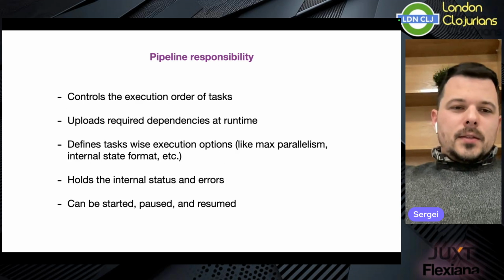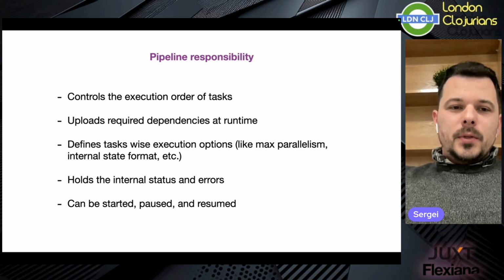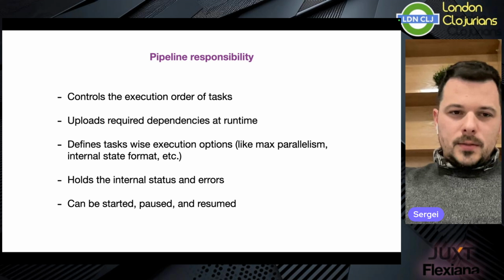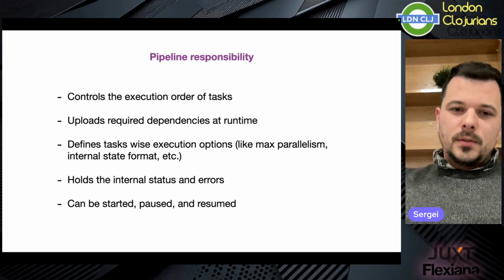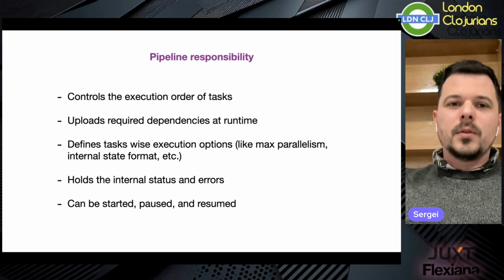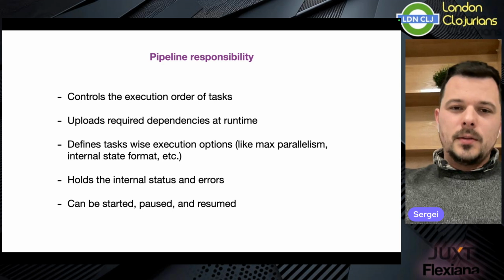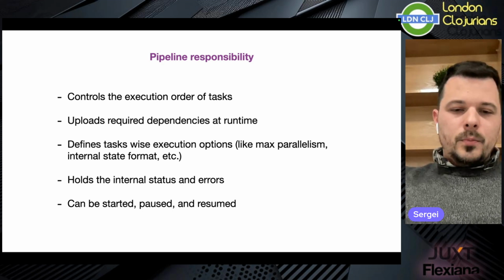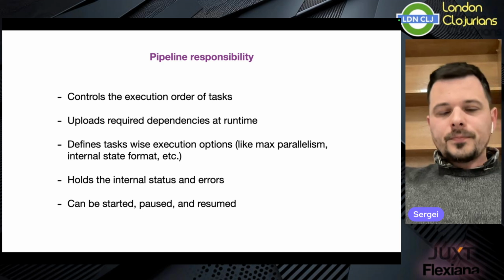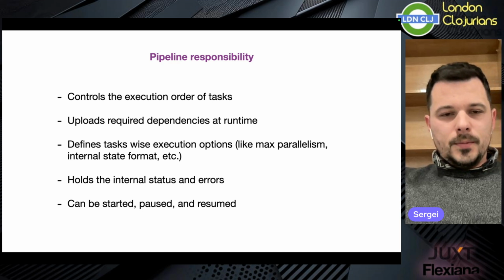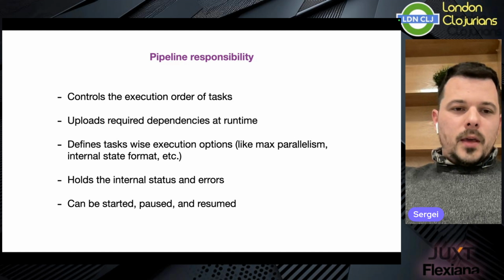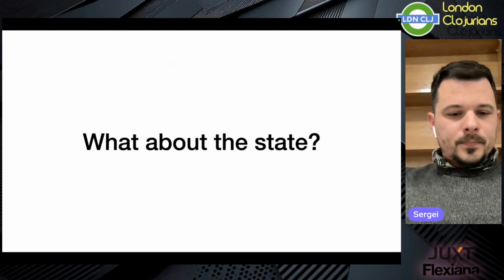And as I said, the pipeline's responsibility is to keep state, to know what's going on with tasks, like how many tasks run in parallel. You can limit the max parallelism factor on the pipeline level, and you can start, resume, pause the pipeline if you need to. So this is the pipeline's aim and responsibility.